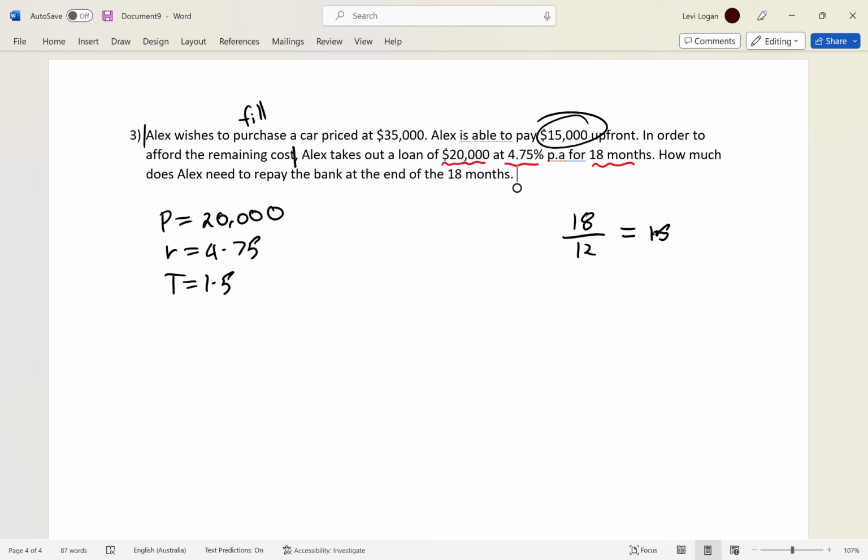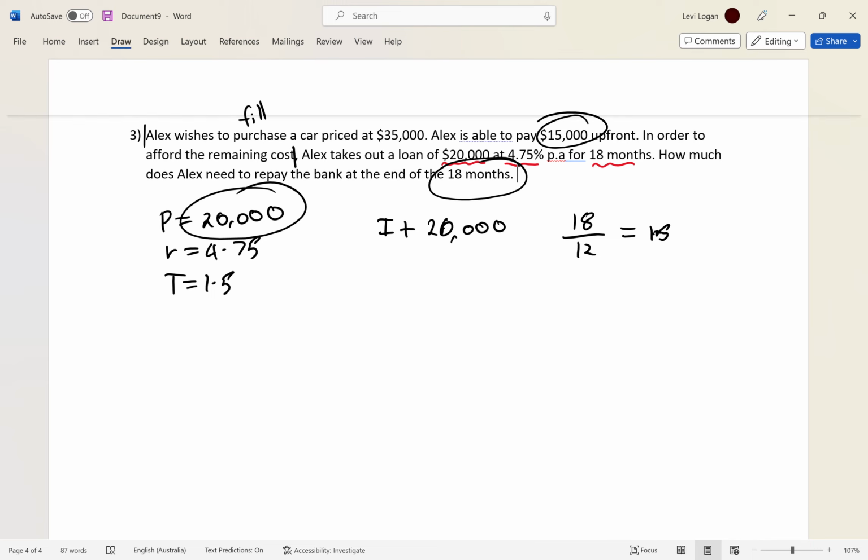How much does Alex need to repay the bank at the end of the 18 months? Notice how they're not asking for the interest. They're asking for the total amount of money Alex needs to give back. So we need to calculate the interest, and then we need to add our original amount that was taken out, our 20 grand here. So straight off the back, we just calculate our interest. Our interest is I equals PRT divided by 100.